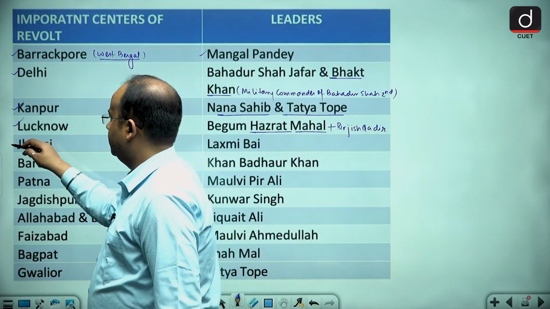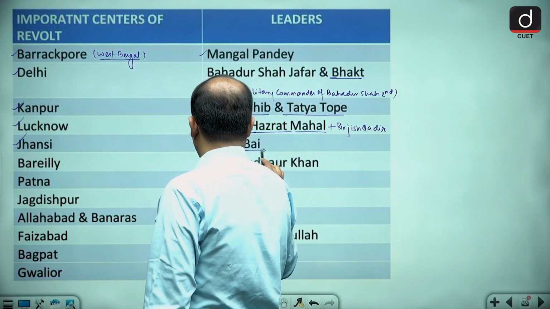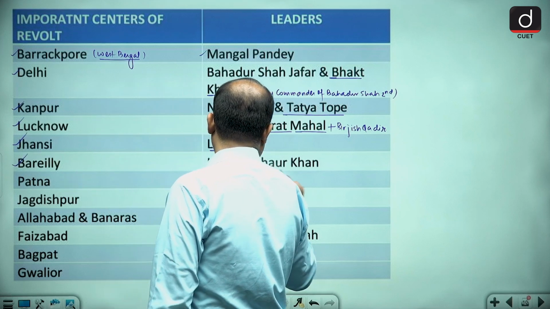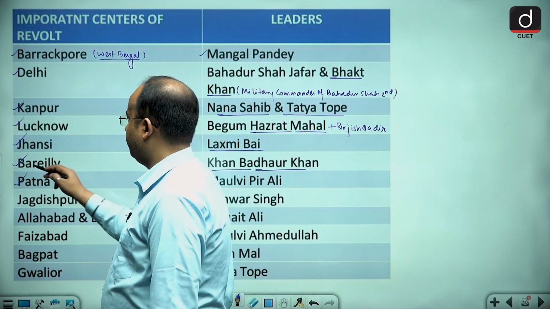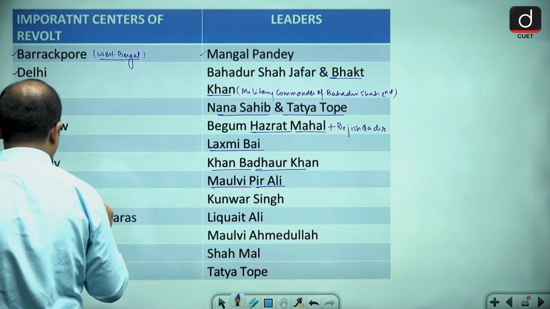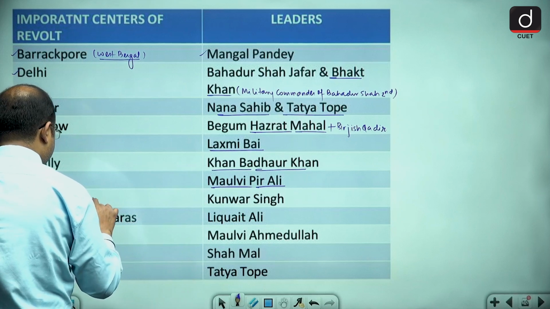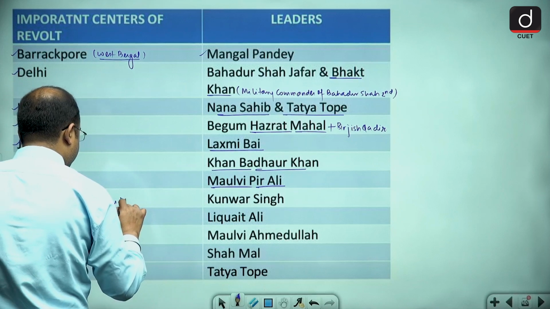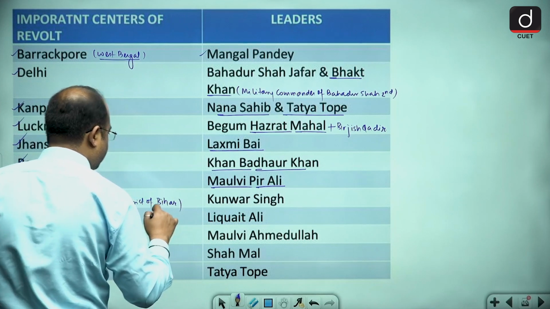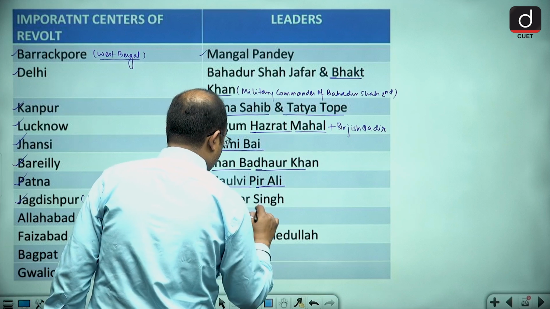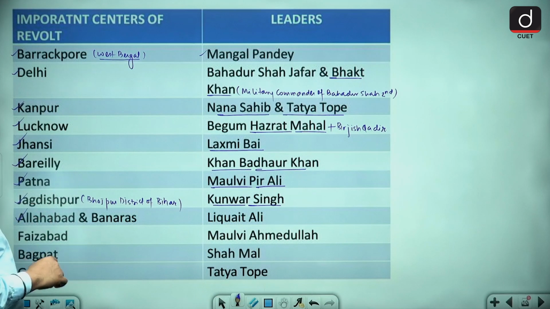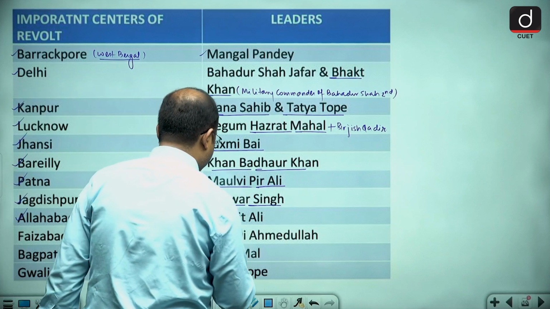Next we have Jhansi, that was being led by Rani Lakshmi Bai. Next we have Bareilly, that was being led by Khan Bahadur Khan. Next we have Patna, that was being led by Maulvi Peer Ali. Next we have Jagdishpur, guys, in the Bhojpur district of Bihar, and it was being led by Kunwar Singh. Kunwar Singh was Zamindar of Jagdishpur. Then we have Allahabad and Banaras, that was being led by Liaquat Ali.